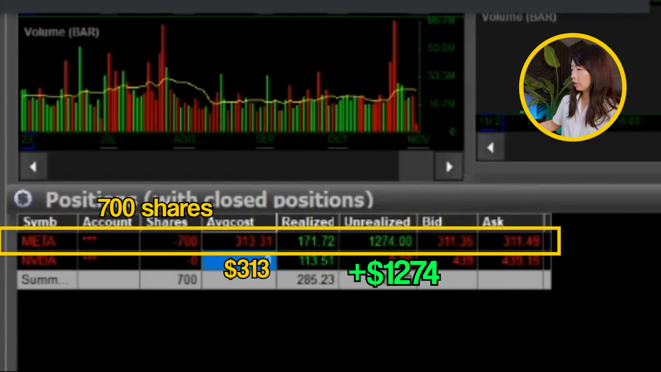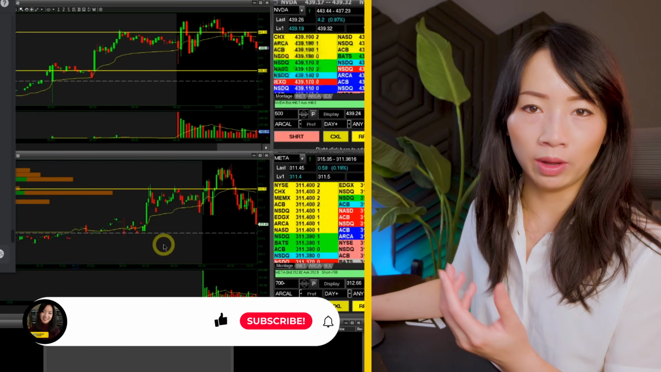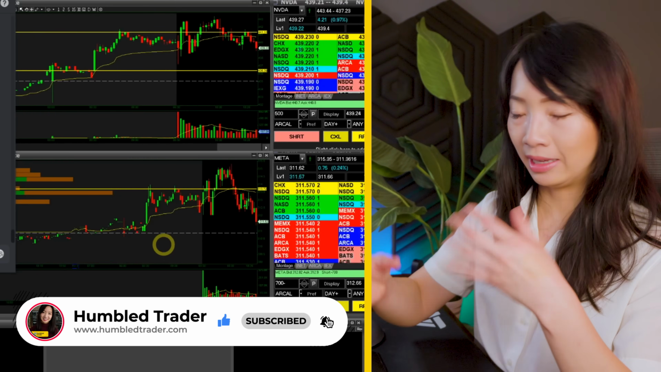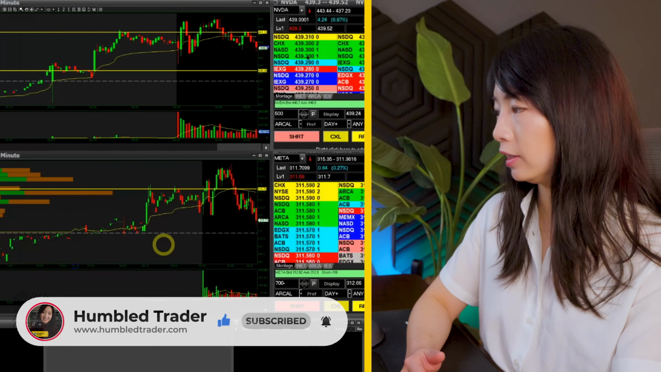You can see $1,200. This was a Friday, by the way. I normally don't trade a lot on Friday, so I was just coming in trying to see if I could get some small profit to pad my wallet.